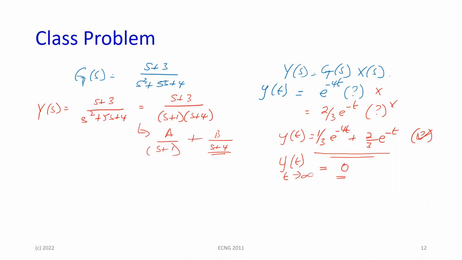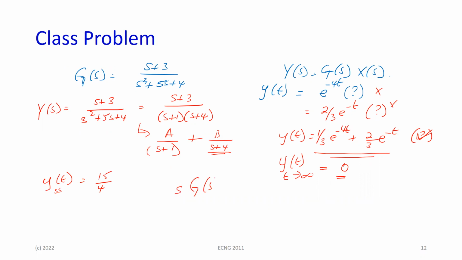15 on 4. Right, so we have, at steady state, 15 over 4. Everybody got that?